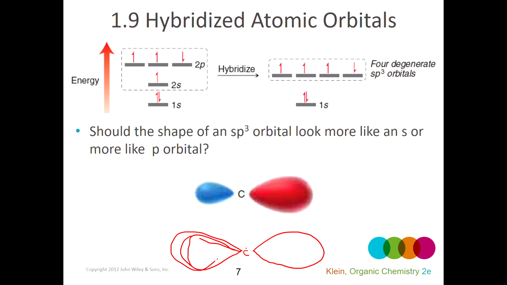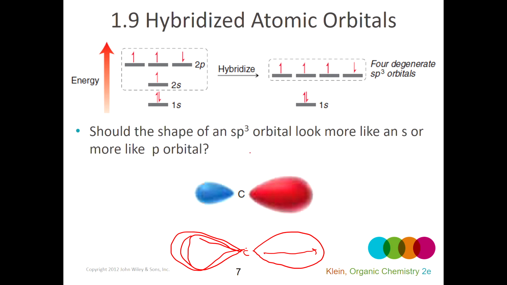It's a pretty terrible drawing. Hopefully you get the point there. The p orbitals are more elongated. They extend out from the carbon atom a little bit further than sp3. That's why if electrons go in the sp3, on average they're a little closer to the nucleus. It's more stable than a p orbital.